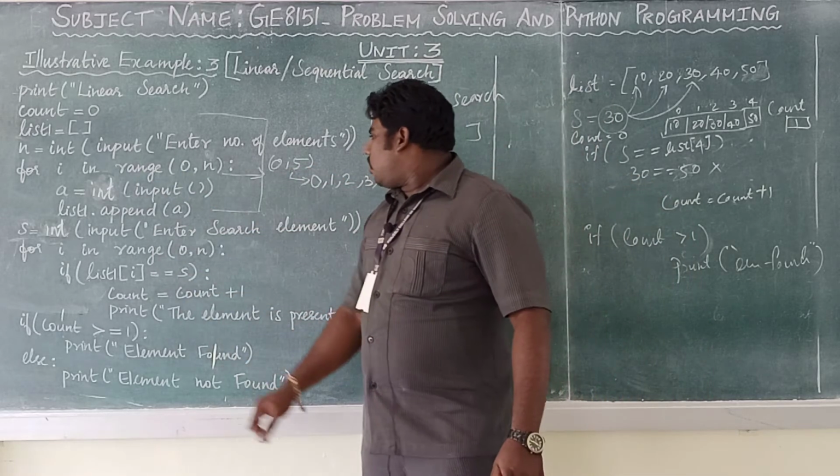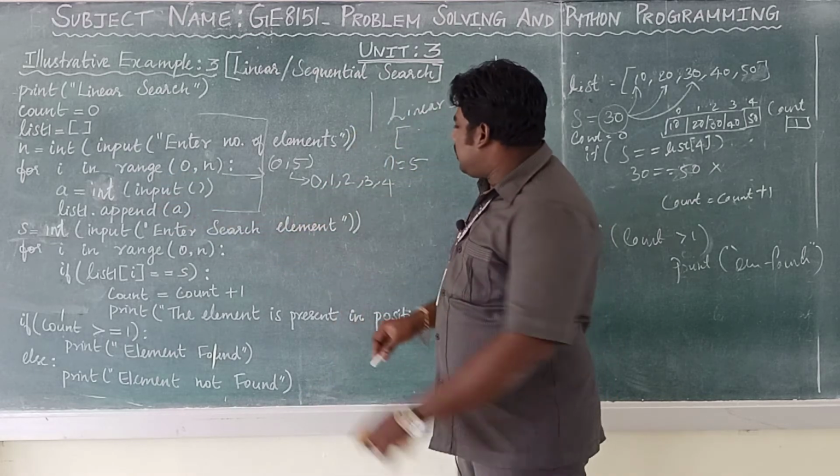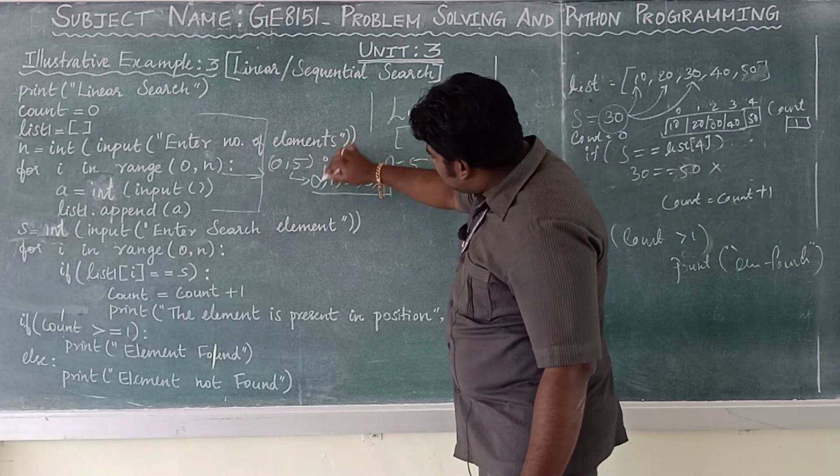Now, what's the i value? At first the i value is 0. So in this list, at first the i value is 0.